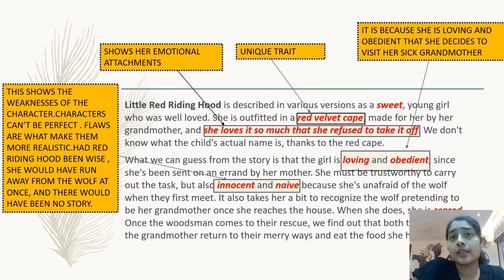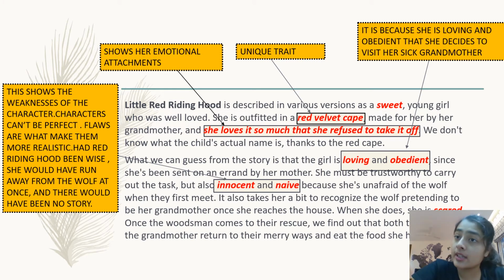Here we have two paras describing Little Red Riding Hood's character, and I've highlighted a few key points, and I've explained why they're important to the story. The first point that I've highlighted is the red velvet cape. I've already talked a lot about this, and that it's a unique trait. It's what the readers remember the character by.